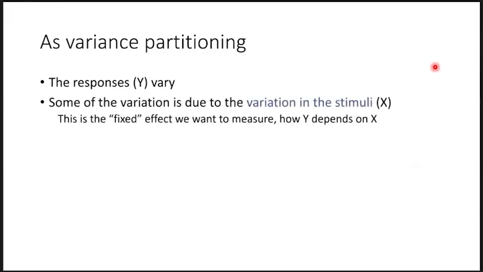And then the fourth intro is thinking from ANOVA as variance partitioning. If we look at the complete pooling, we say all the responses from all the different subjects altogether have some variation in them, right? They have variance. Some of the variance is due to variation in the stimuli because we presented, let's say, different heading directions, so they have different responses, right? This is the fixed effect we want to measure. How y depends on x, right? How much of the variance we can explain with the stimuli.